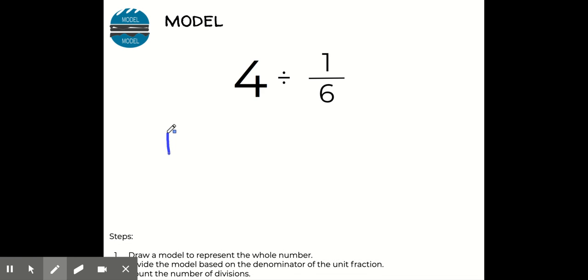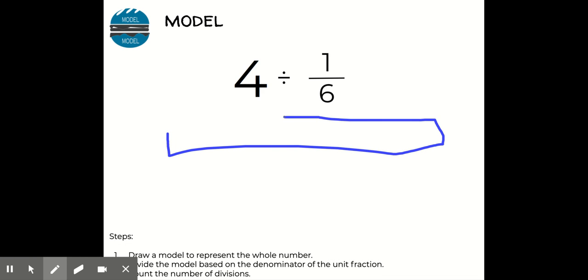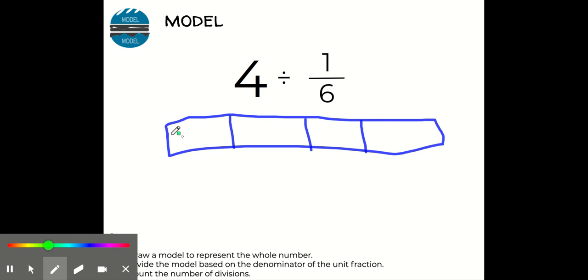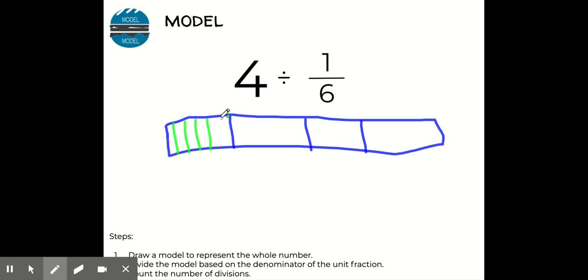Let's try this one, and this one I'm going to draw out. So I'm going to represent this as, try my best to make this as equal as possible, 4 pieces. I'm going to divide each of these, I'm going to change the color, into 6 pieces. So I have 1, 2, 3, 4, 5, 6. I'm going to do the same thing here. Try my best to make them as equal as possible. And then I have 1, 2, 3, 4, 5, 6.